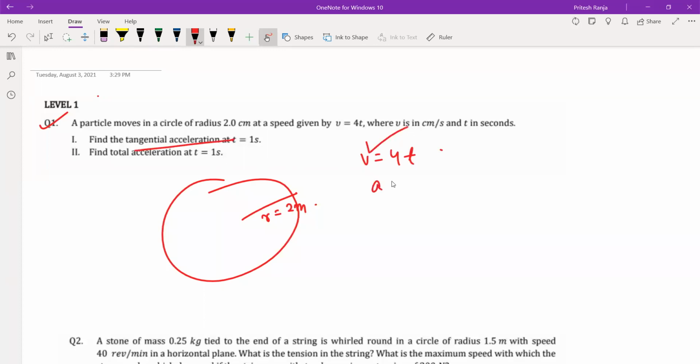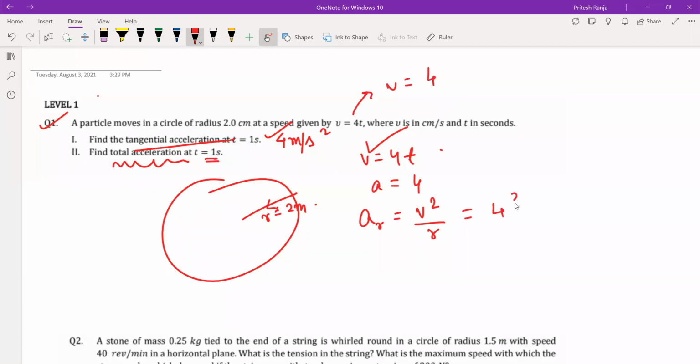So differentiate this. You will get a as 4. So 4 meter per second square will be tangential acceleration. To find total acceleration, you also need the radial acceleration. That means acceleration towards the center. That will be v square by r. And you have to find at t equal to 1. So at t equal to 1, v will be 4 into 1, that is 4. So 4 square by 2. So this will be 8 meter per second square. So radial acceleration will be 8.